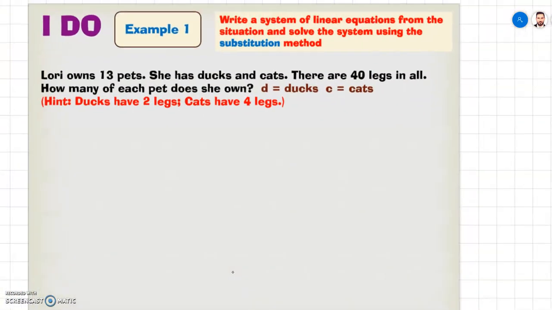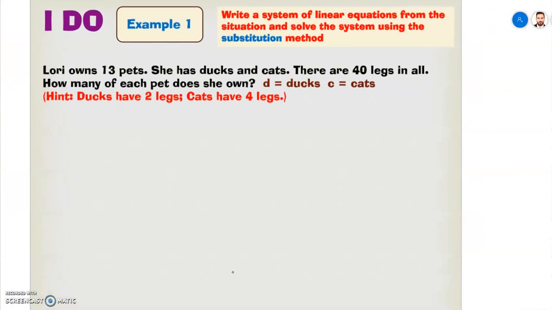Here we have our I do questions. As we understand, with an I do question I have to do it in front of you, and please focus to get the idea of our lesson. Our lesson now is about a system of linear equations from a situation, and solving the system using the substitution method. So we are going to use the substitution method to solve the equations.